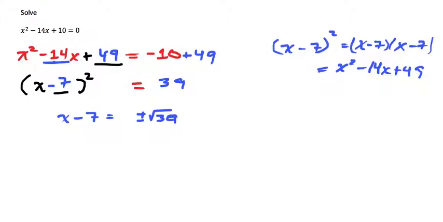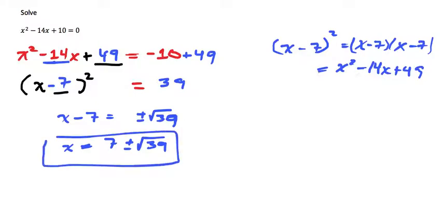Remember that plus or minus. And then I can add 7 to both sides. So I get 7 plus or minus the square root of 39. And that's going to be my final answer. So here you can kind of see the process of completing the square and how powerful this is to solve this problem. Every quadratic equation can be solved using completing the square.